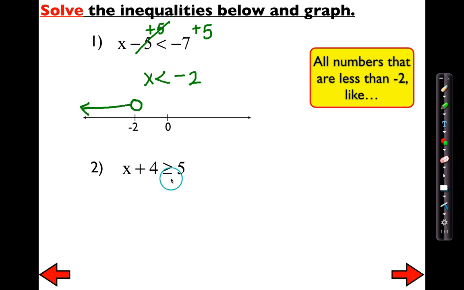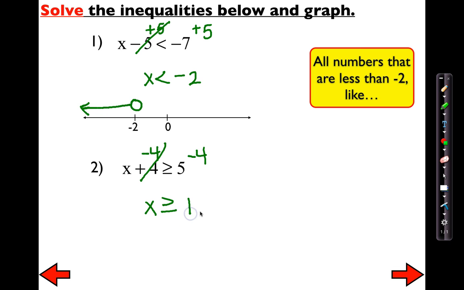Now for number 2, let's try this again. I'm going to use the additive inverse of +4 so I can isolate the x, so I'm going to have to subtract 4 from both sides. Why am I doing that? Because I want to create a 0. So this is going to create a 0, leaving me with x is greater than or equal to, here there are more positives. How many more positives? There's 1 more positive.